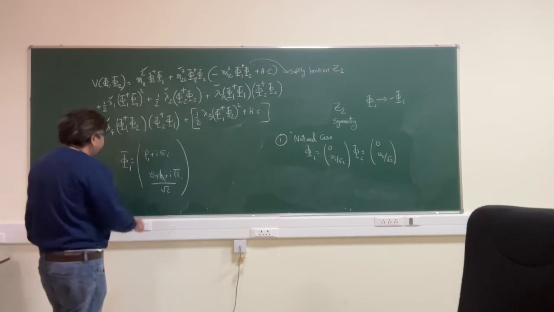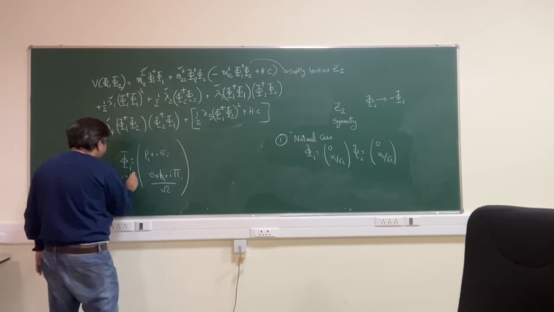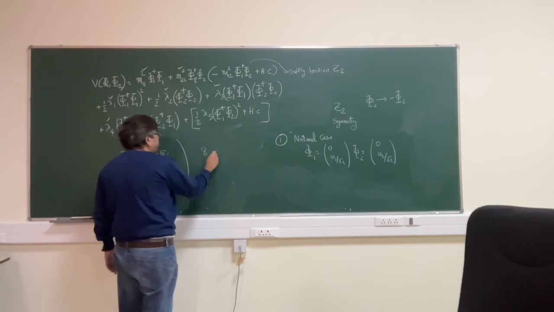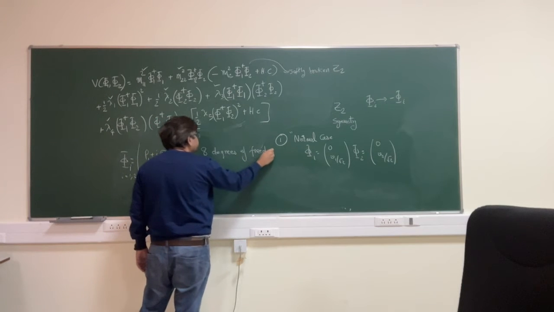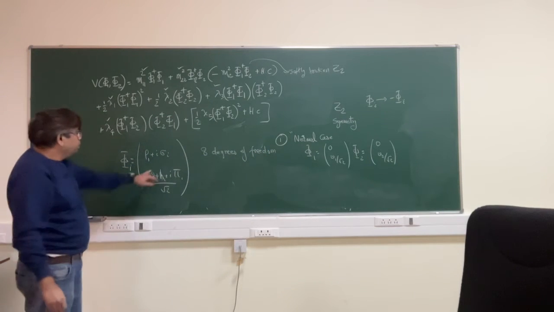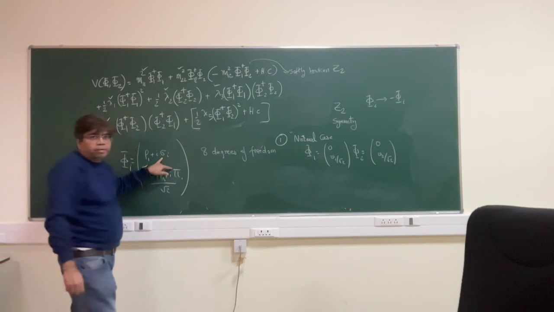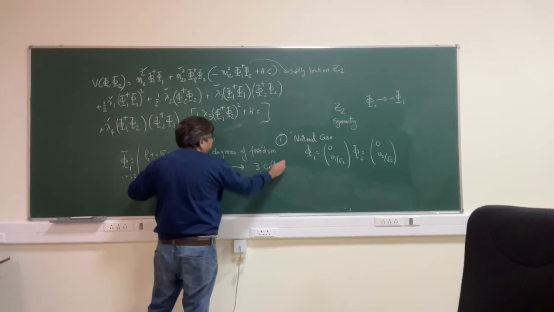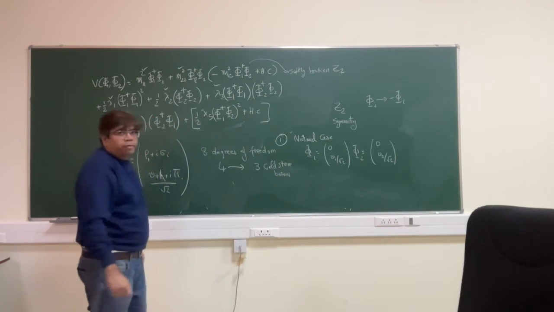So how many degrees of freedom does it have? 1, 2, 3, 4 times 2, with i equal to 1 to 2. So it has 8 degrees of freedom. Out of which 4 of them are imaginary parts. Of these 4 imaginary parts, 3 of them will become Goldstone bosons, giving masses to the Z and W.